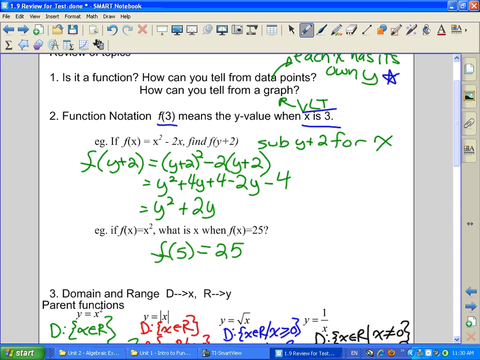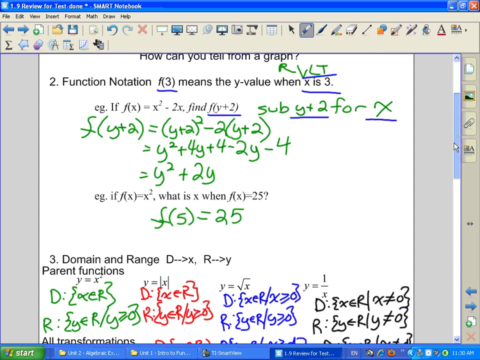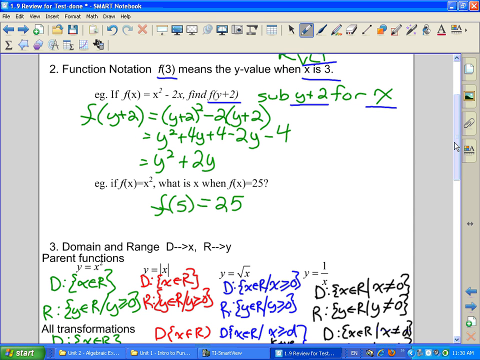Okay, here's an example here. We have f at x equals x squared minus 2x. Find f at y plus 2. So again, you're going to sub in y plus 2 to replace x, and then you simplify that through. Another example, ladies and gentlemen, if you're given that f at x equals x squared, what is the value of x when f at x equals 25? You simply take the square root of that and then put f at 5 equals 25. So that's the opposite. You're finding the independent value when the dependent value is given.